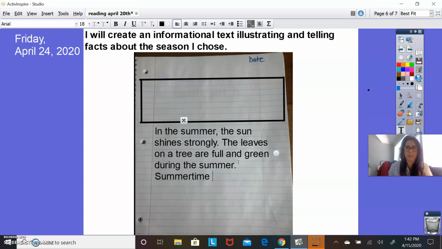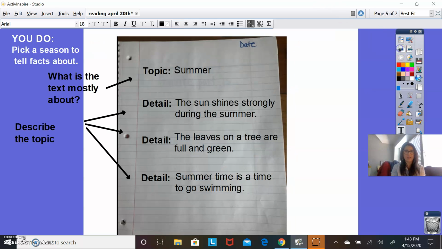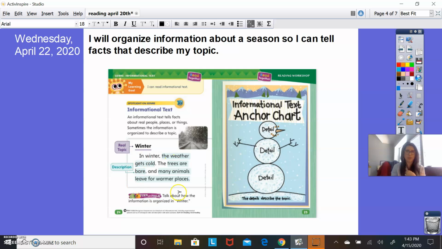Summertime. See if I can get that whole word there. Summertime is a time to go swimming. There we go. So now I have written my informational text, and it looks very similar to this.